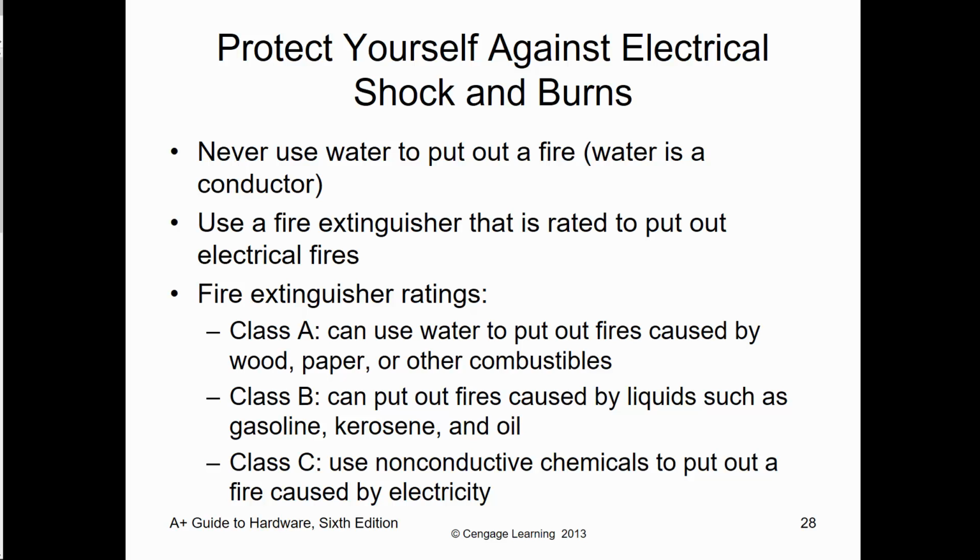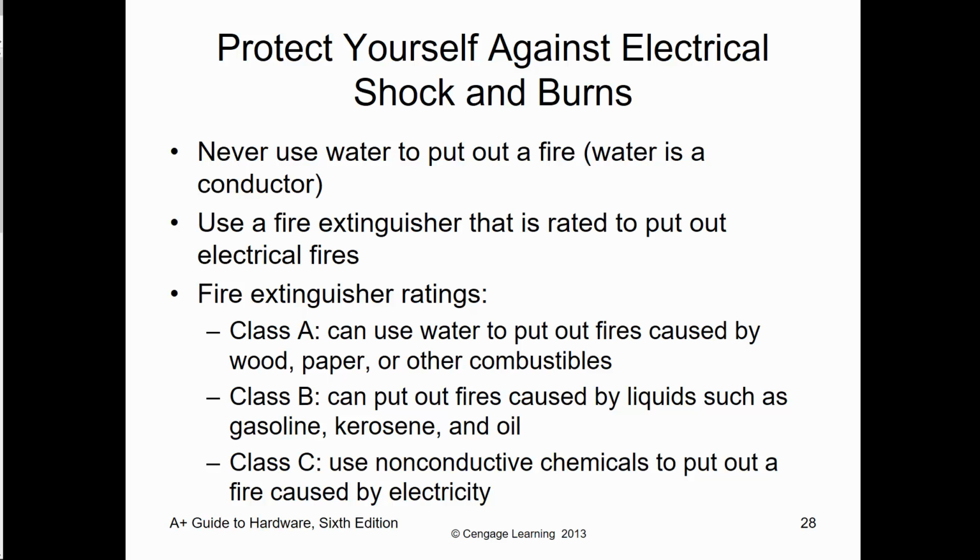Class A, you can use water to put out a fire caused by wood, paper, or other combustibles. Class B can be used to put out fires caused by liquids such as gasoline, kerosene, or oil. So you would never want to put water on gas, kerosene, or oil because the water would spread the gas, kerosene, and oil. That's why there are separate classes of extinguishers.